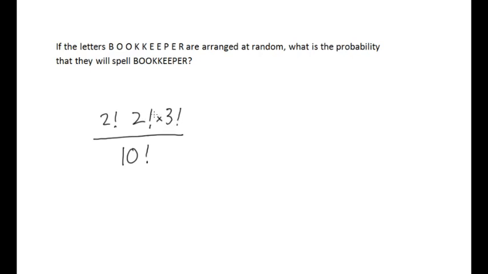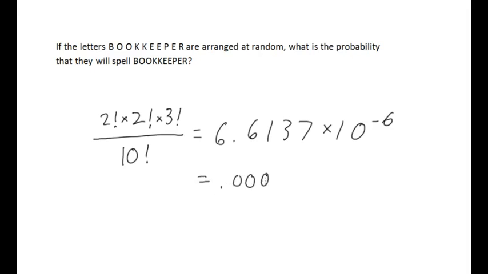So the numerator would tell us the total number of ways in which we could spell out these letters and spell the word bookkeeper, divided by the total number of ways in which we could rearrange those 10 letters. So what we get when we calculate this out is about 6.6137 times 10 to the negative 6th. And so we could write that out in decimal form as 0.0000066.